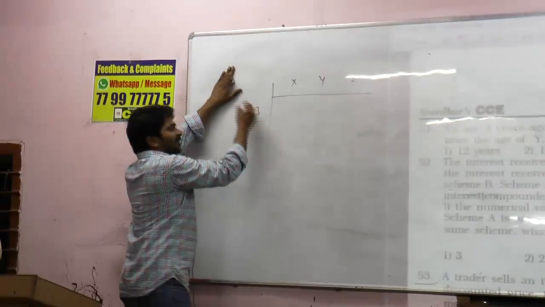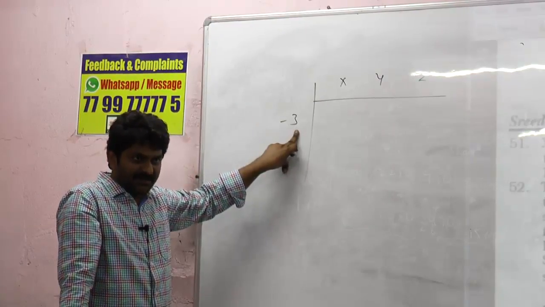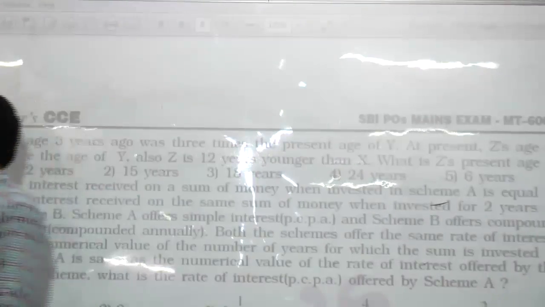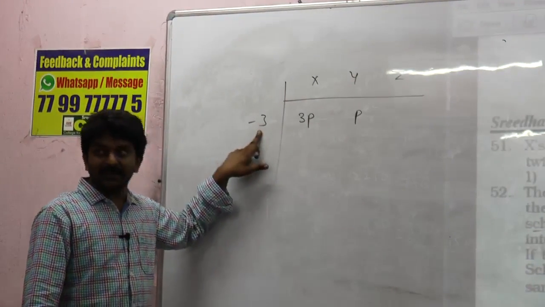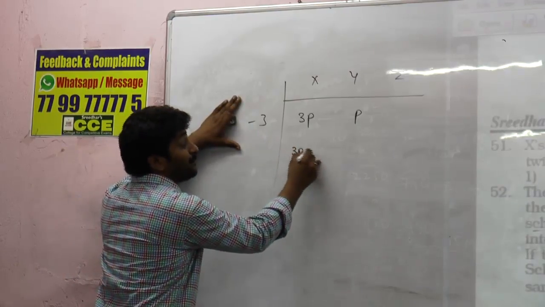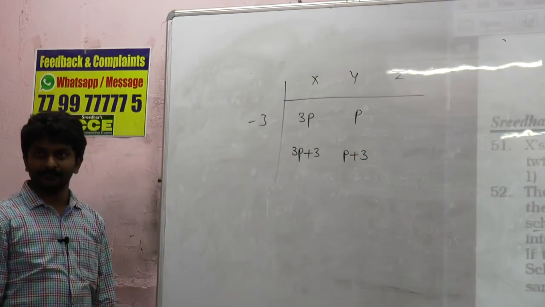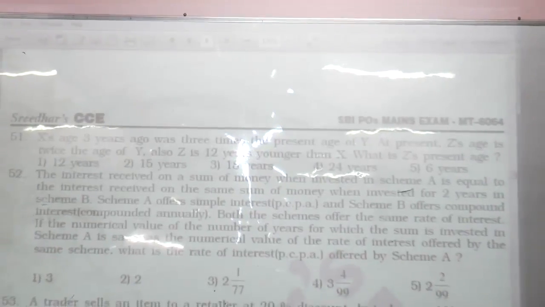Initially, you are given a comparison between X's age 3 years ago and Y's age. It is given that 3 years ago X's age was 3 times the present age of Y. If Y's age is 1 part, X's age becomes 3 parts. When was this? 3 years ago. Then present age of X becomes 3 parts plus 3. You need to add 3 years. And at present Z's age is twice that of Y's age, 2 parts.